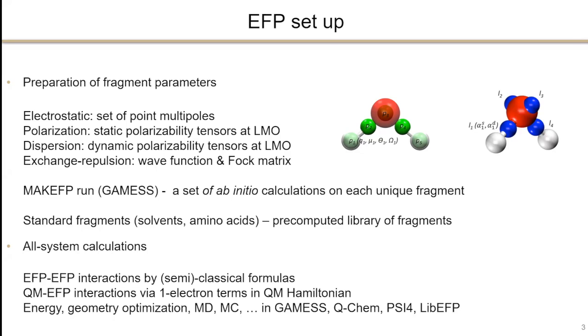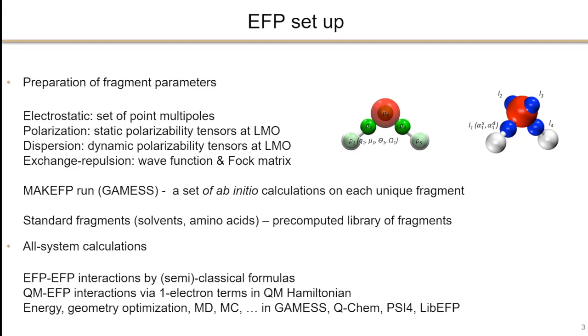How do we run these EFP calculations? This is part of GAMESS, so you just run this ab initio calculation in GAMESS, and in principle you can do any fragment. So far we have explored different solvents and amino acids to explore macromolecules, specifically proteins. What is nice about EFP is that you can have a database of fragments that can be used for different systems of interest.